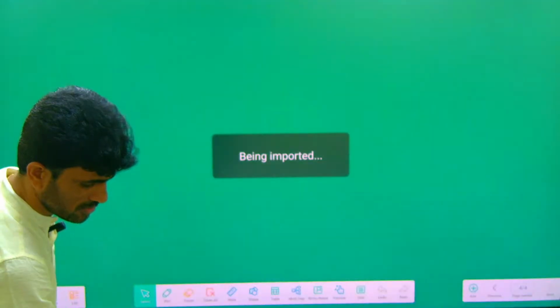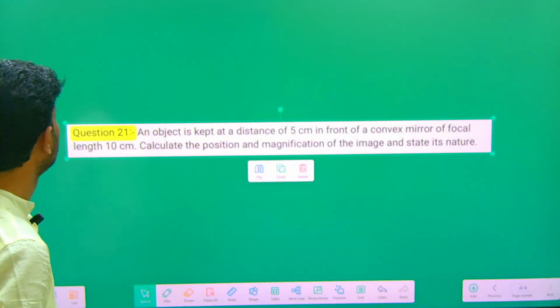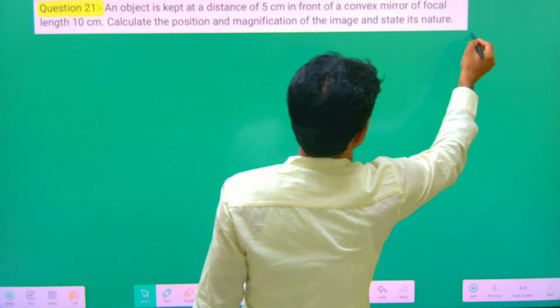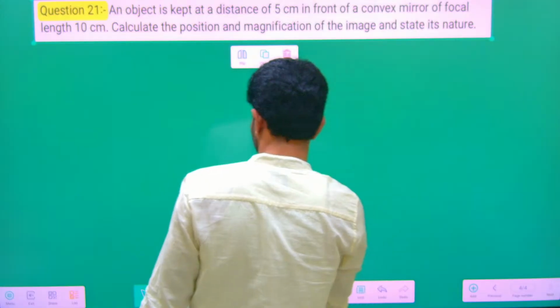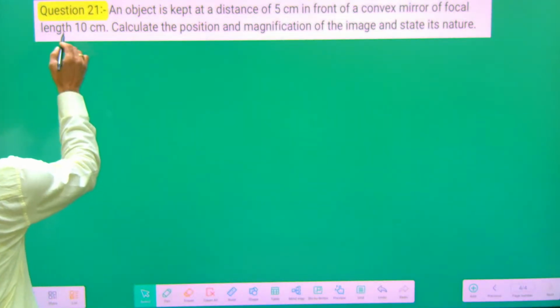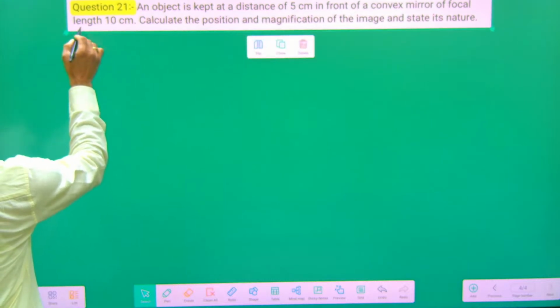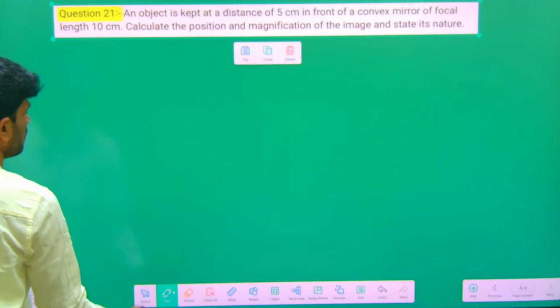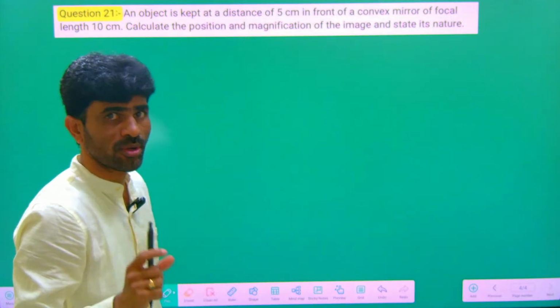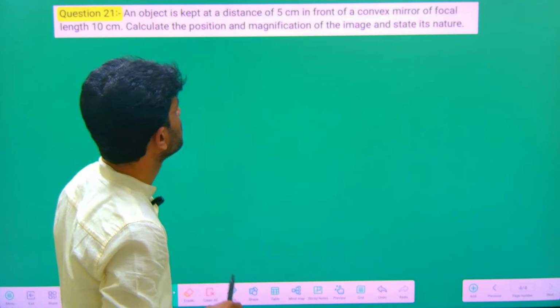This is a convex mirror related problem. Here also, let us first see what information is given. In this problem, again, the object is kept at a distance of 5 centimeters. Object distance is given as 5 centimeters.